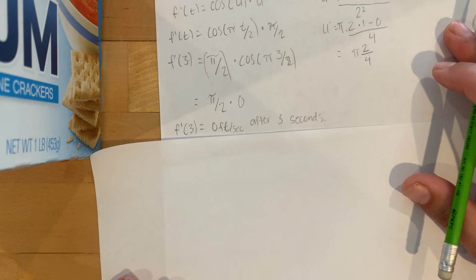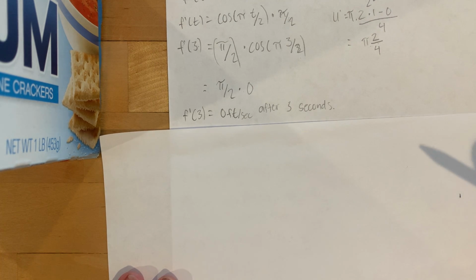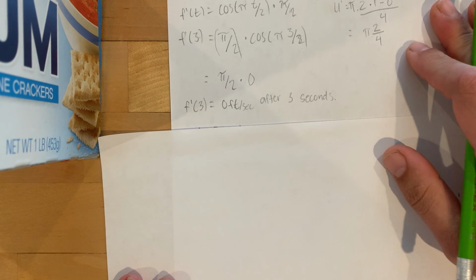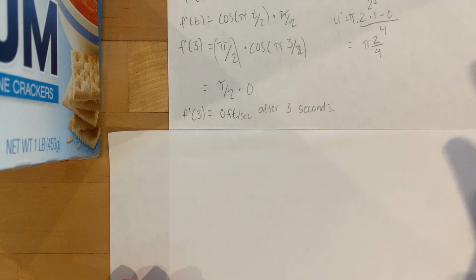So again, the velocity of our particle after 3 seconds, according to our function, is going to be 0 feet per second. And from this, we can try to figure out when our particle is going to be at rest.